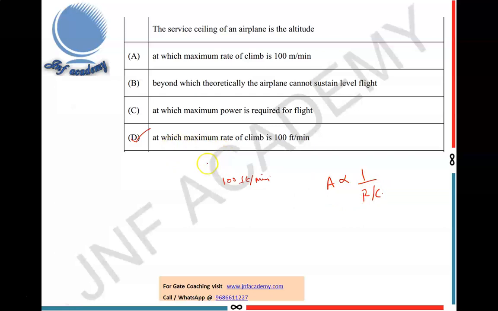The definition of service ceiling is that the maximum rate of climb is 100 feet per minute. Beyond which, theoretically, the aircraft cannot sustain flight. All these things are applicable for absolute ceiling, not for service ceiling. So the option is D.